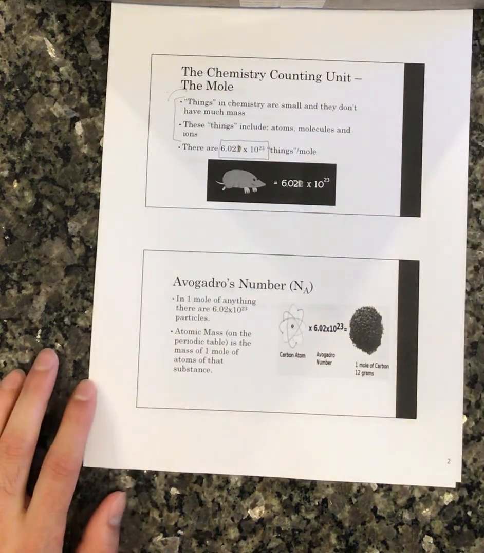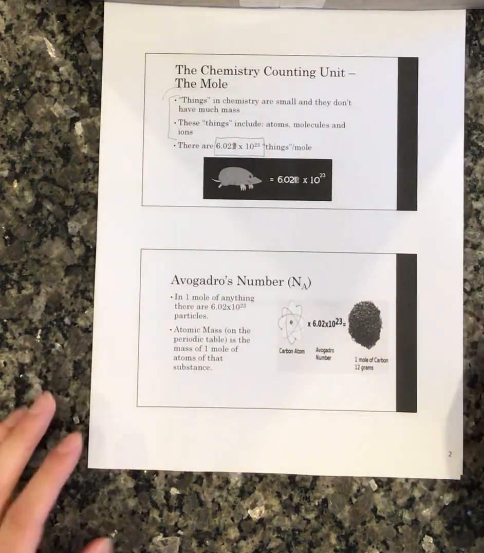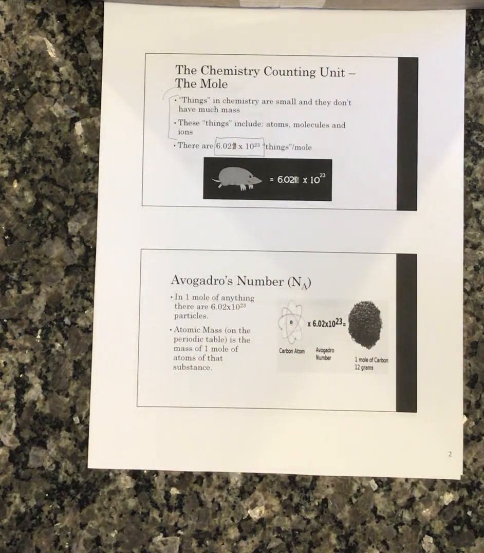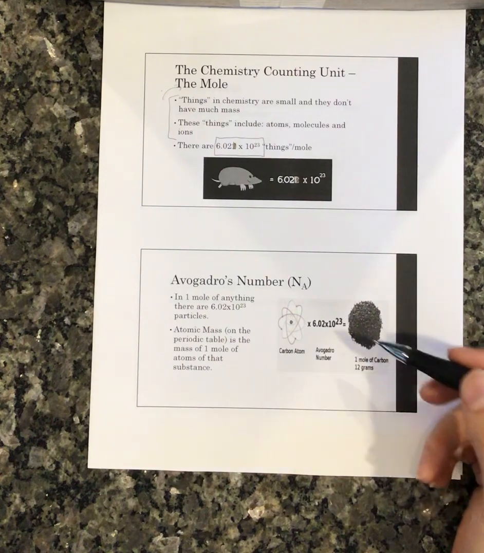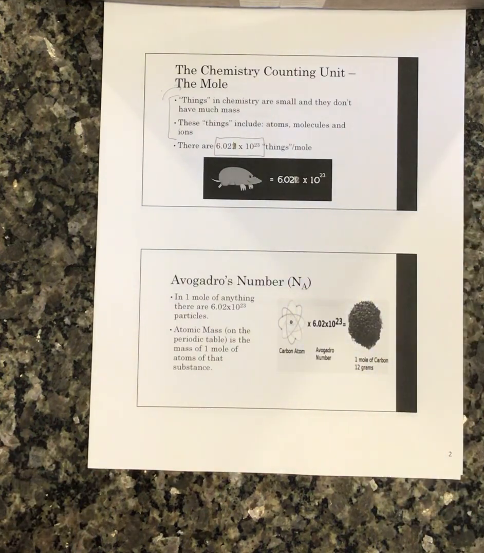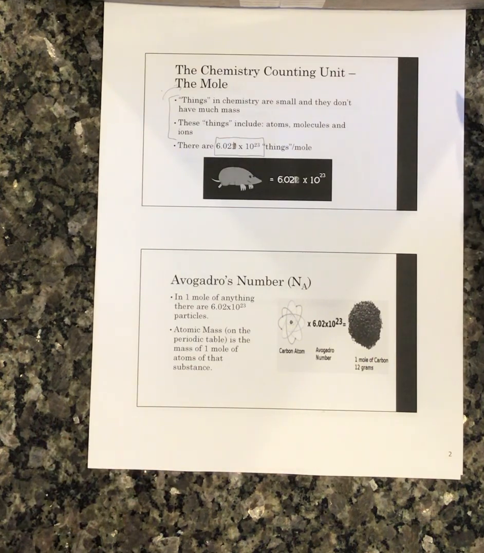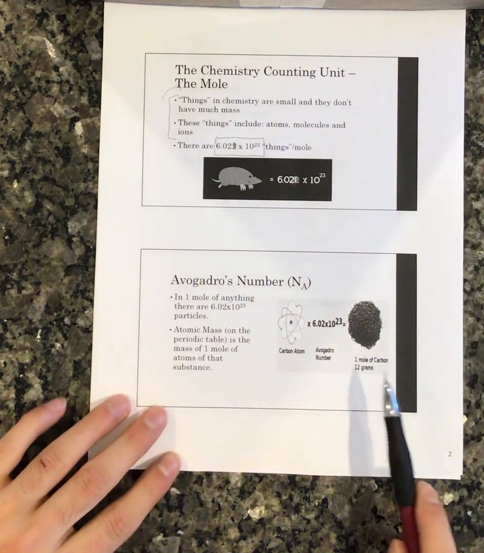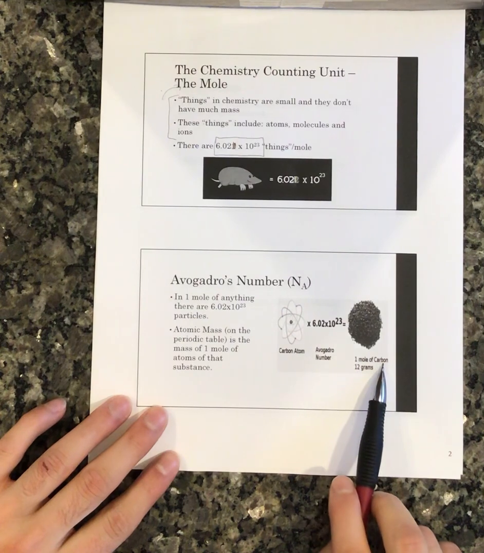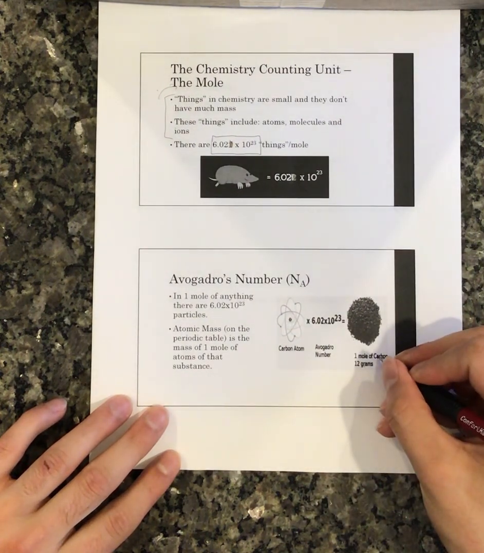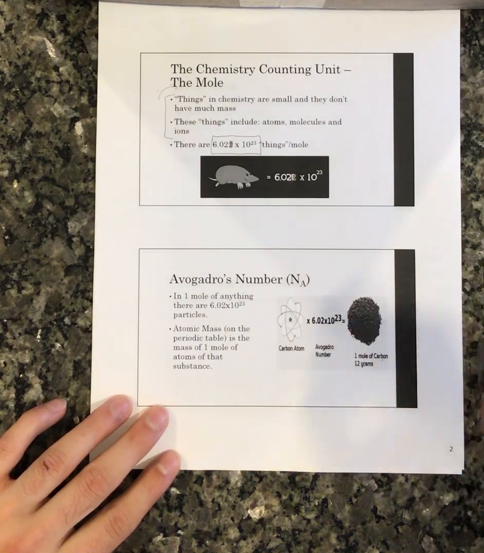Now formally we call this number Avogadro's number. The reason why we call it Avogadro's number is because it's named after an Italian scientist whose last name was Avogadro, who came up with this concept. He came up with this concept because he had exactly 12 grams of carbon. And he came up with the idea that 12 grams of carbon is what he called 1 mole.